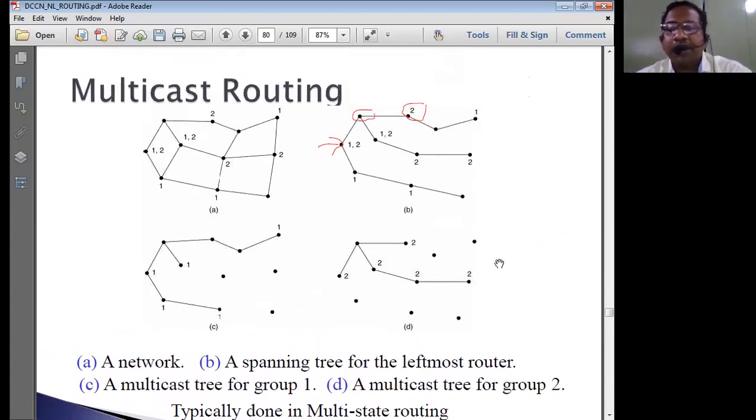Now, what is the practical application we can think of? The practical application is mobile phone communication. In mobile phone communication, we normally use the multicast type of routing algorithms. So how do we implement such a multicast routing algorithm? Let us try to see that now.